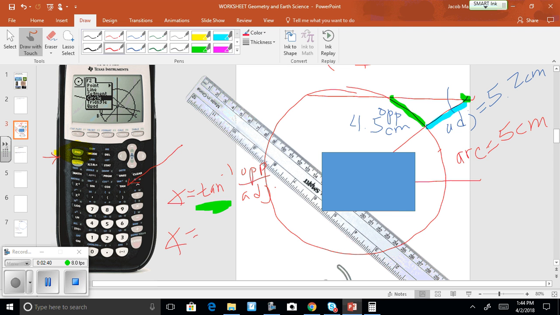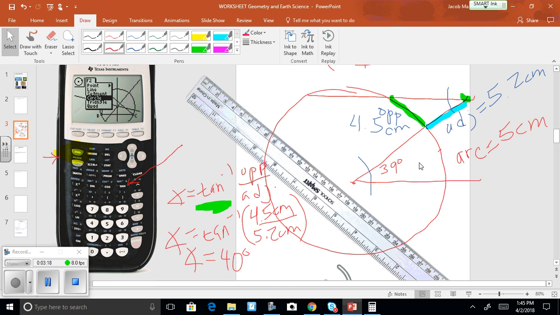Then once you get that, it's going to have some parentheses, and then you just type in your opposite value. In this case, it's 4.5 centimeters over the adjacent value, which is 5.2 centimeters. And when you get your answer, that answer is going to be your angle. In this case, the answer that I get here is 40 degrees, which is pretty close to my original, which popped up here, original 39 degrees.